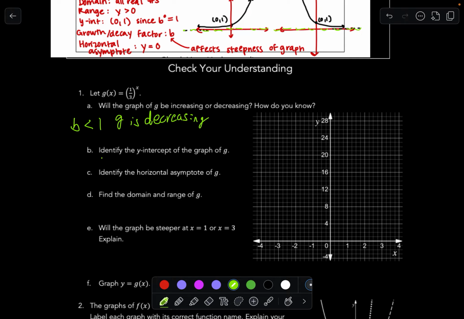Well, again, for any function, x equals 0 is where the y-intercept is. So you plug in 1/3 to the 0, it's 1. So we know (0, 1) is on the graph. We can even put a little dot there.